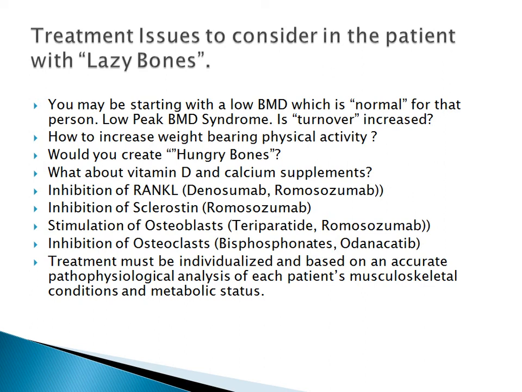Inhibition of osteoclasts can be achieved with bisphosphonates or a newly developed drug, odanacatib, which is a cathepsin K inhibitor, which will be available in the future. So treatment must be individualized and based on an accurate pathophysiological analysis of each patient's musculoskeletal conditions and metabolic status. So there are a lot of options for treatment now.